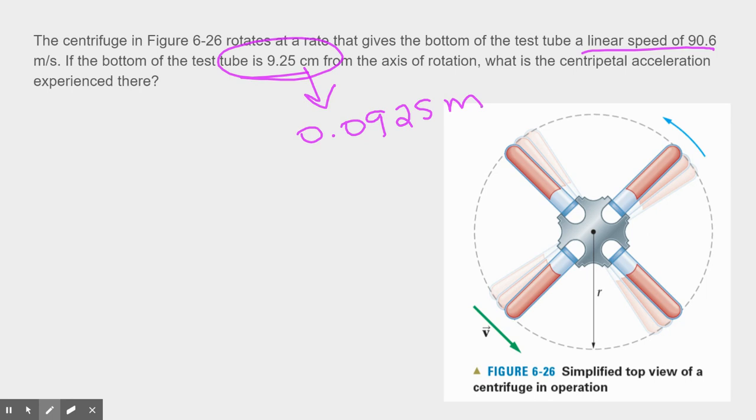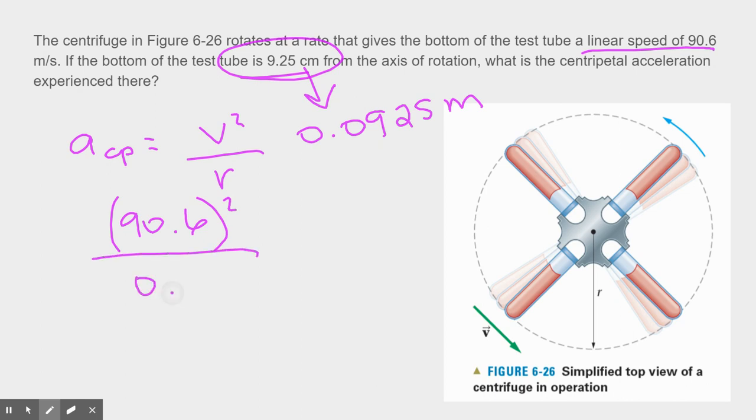If you look at the equations you now have, you should see that we have an equation that's going to work perfectly with this. It is the centripetal acceleration is equal to v squared over r. We used it in the previous problem, but that problem was far more complicated. This one is extremely straightforward because we have that velocity and we have our radius. Let's just plug in our information, 90.6, that's squared, and divided by 0.0925 meters.